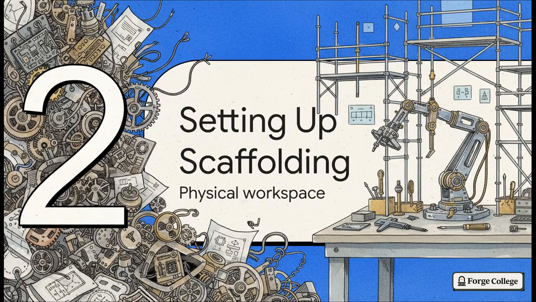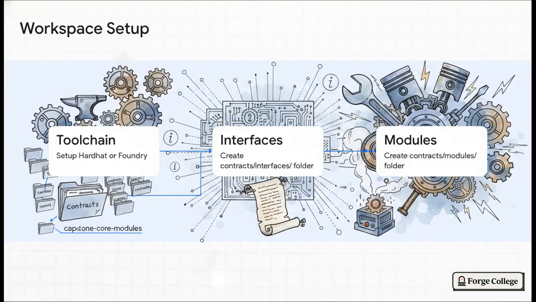Moving right along to Section 2, setting up the scaffolding, building the physical workspace. You just can't build a precision machine in a messy workspace. Seriously. So, whether you're using Hardhat or Foundry as your toolchain, the absolute first step is strict physical organization. You're going to create a new directory. Let's call it Capstone Core Modules. And inside your contracts folder, you absolutely must create two distinct subfolders, one named Interfaces and one named Modules.